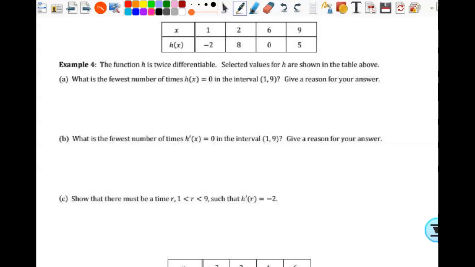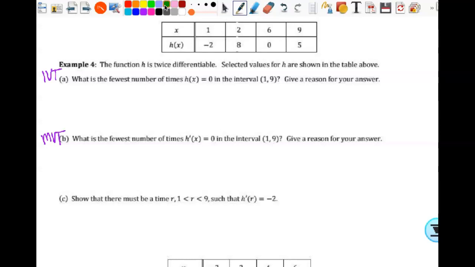IVT, because we're talking about missing stuff in the table, right? So we know that A is IVT, okay? So what do you think B would be? MVT, because it's talking about A, right? Okay, so we will get there. Okay, so let's go back to A.